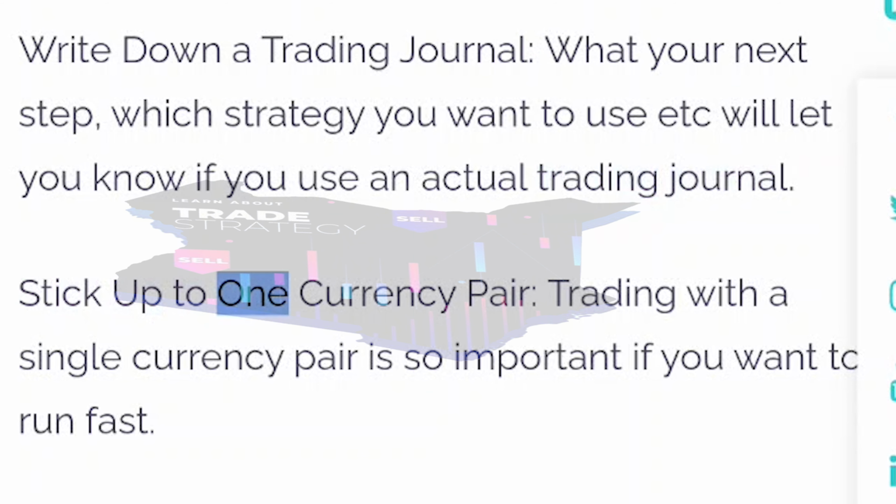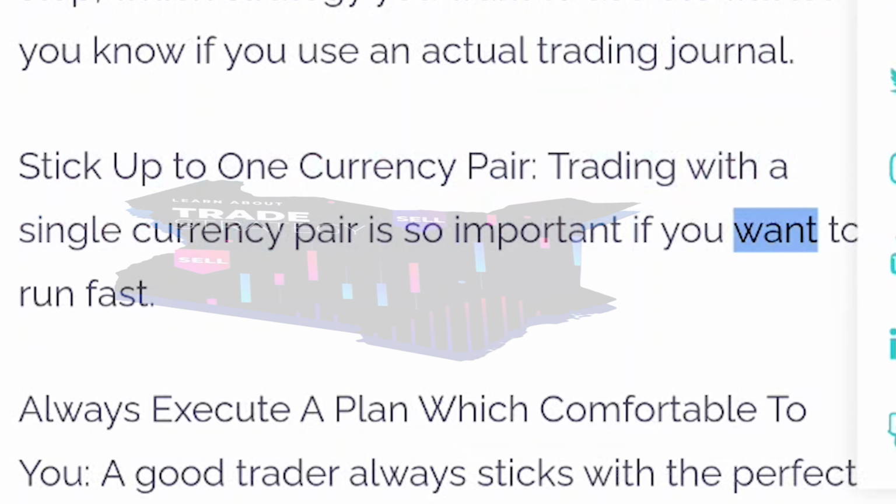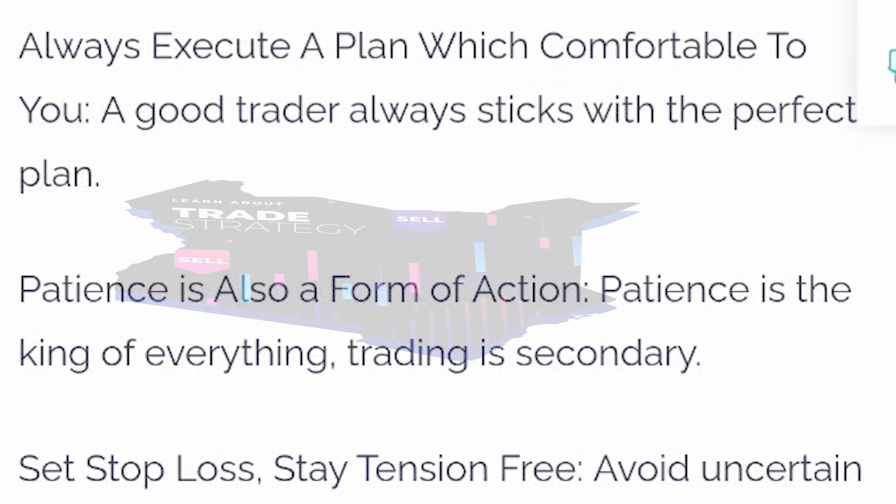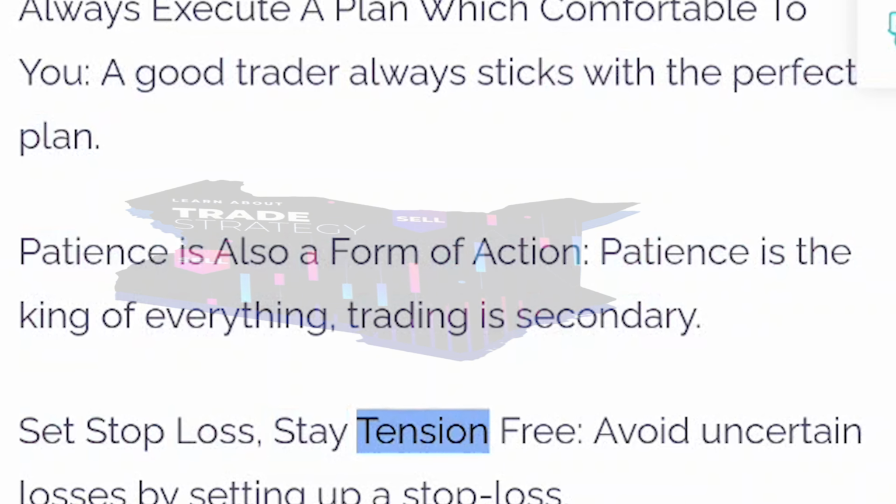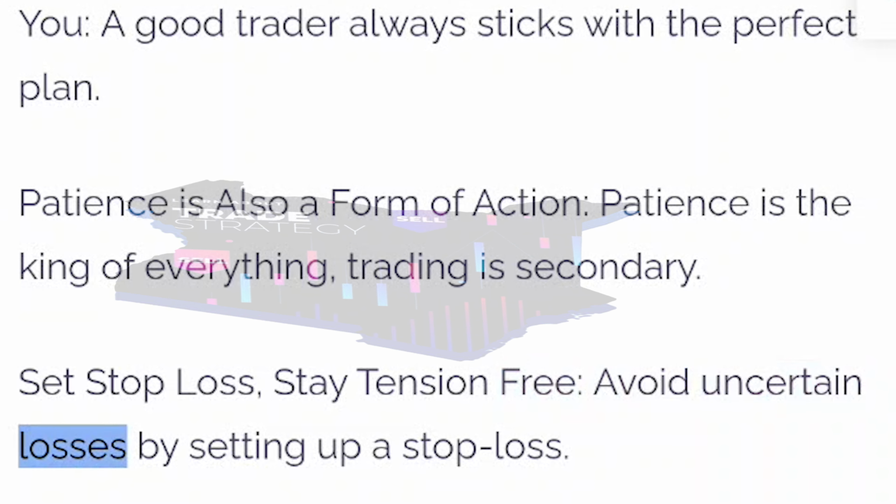Stick to one currency pair. Trading with a single currency pair is so important if you want to run fast. Always execute a plan which is comfortable to you. A good trader always sticks with the perfect plan. Patience is also a form of action. Patience is the king of everything, trading is secondary. Set stop loss, stay tension free. Avoid uncertain losses by setting up a stop loss.